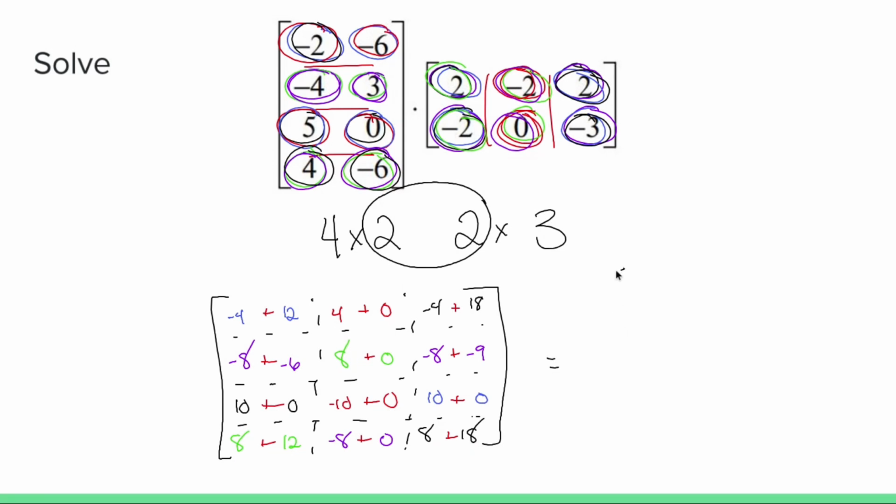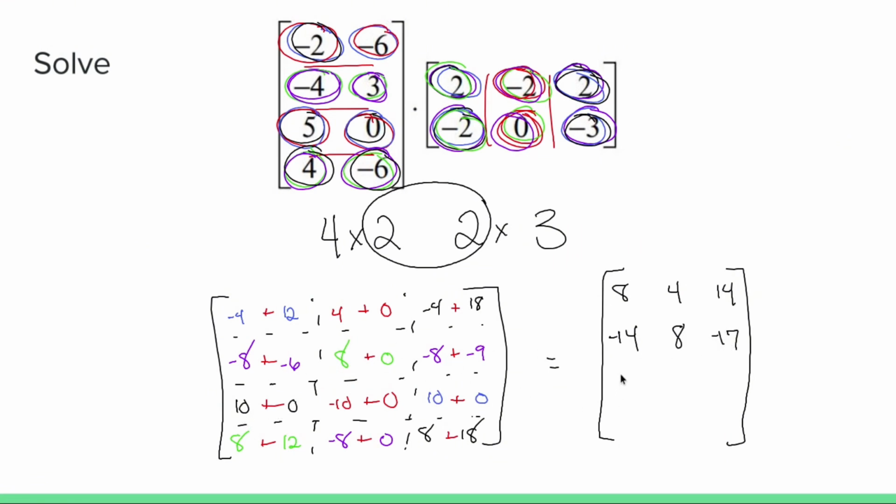Now let's do 12 separate addition problems and be done with it. Negative 4 plus 12 is 8. 4 plus 0 is 4. Negative 4 plus 18 is 14. Negative 8 plus negative 6 is negative 14. 8 plus 0 is 8. Negative 8 plus negative 9 is negative 17.